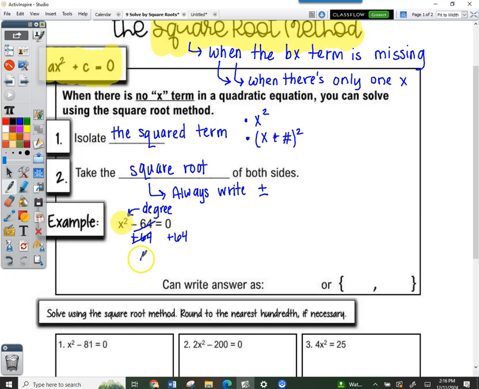Now, whatever I do to one side, I got to do to the other. Bring down the left side. I got x squared. The right side, what's 0 plus 64? 64. Thank you. Now, what is the opposite of squaring? Square rooting. I'm going to square root this. That makes that cancel out. Those are opposite. Then I'm going to square root this because I have to keep it balanced. What is the square root of 64?